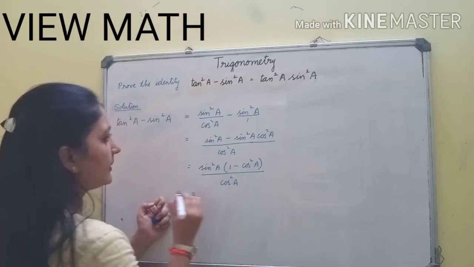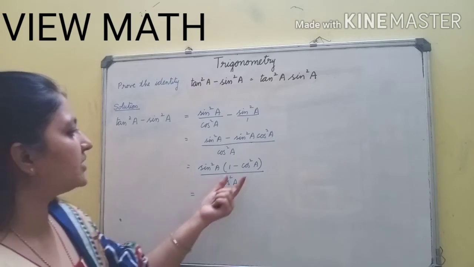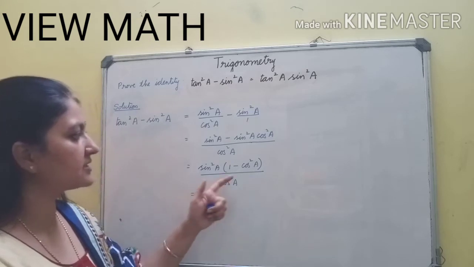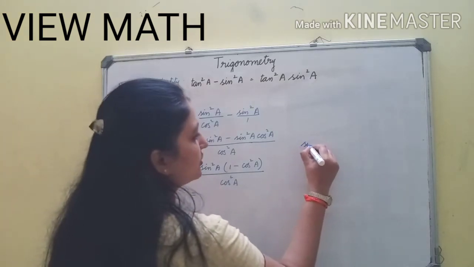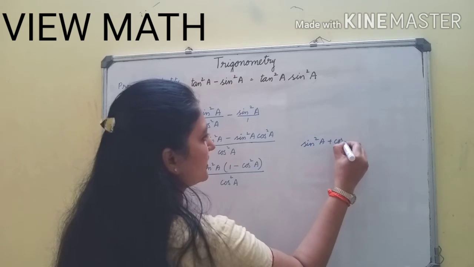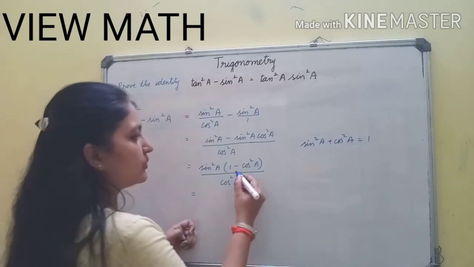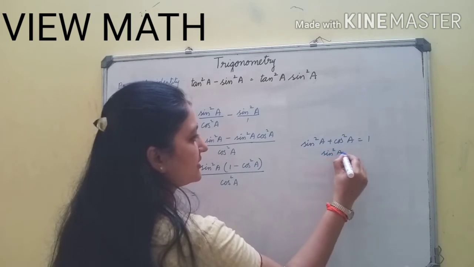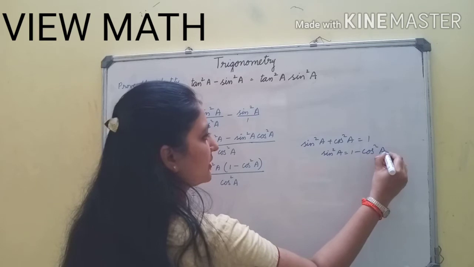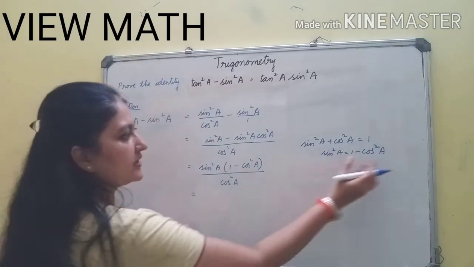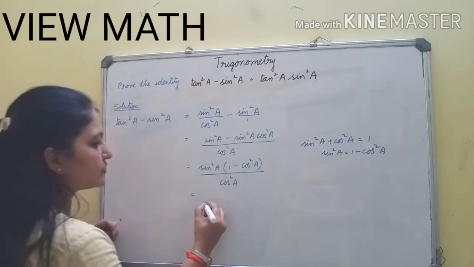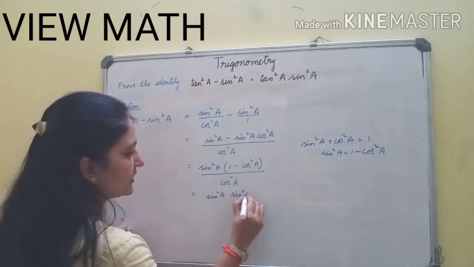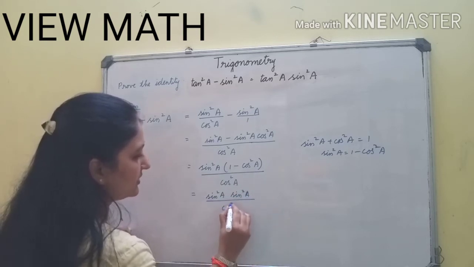Okay. Now, what is 1 minus cos square A? 1 minus cos square A is sin square A. Yes or no? You know the formula sin square A plus cos square A is equal to 1. So taking cos square A to that side, you will be getting sin square A is equal to 1 minus cos square A. So 1 minus cos square A is sin square A. So I am going to substitute it here. Sin square A into sin square A by cos square A.